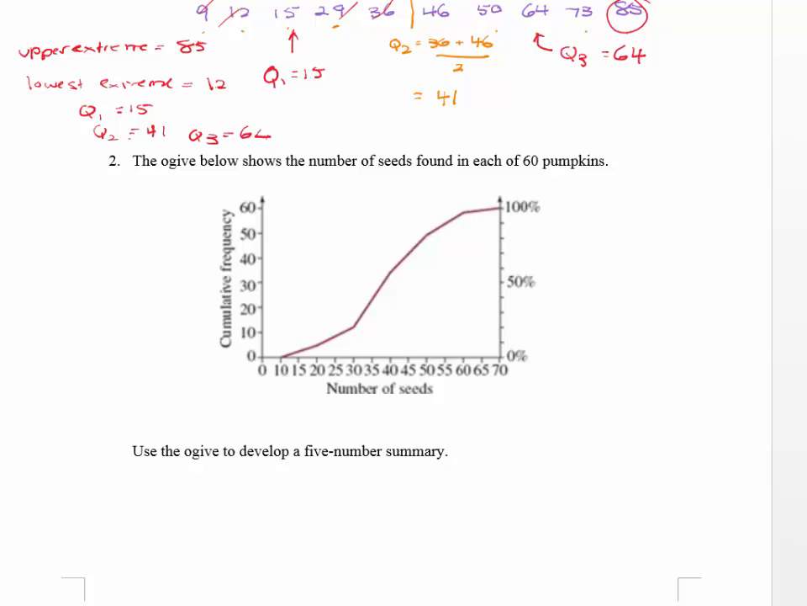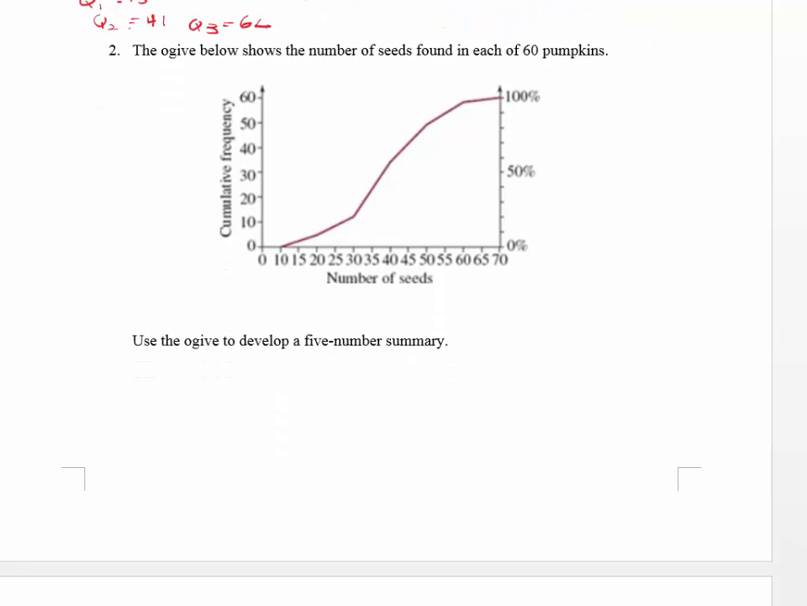Nice and simple. So if we look at my second example then, this is a cumulative frequency histogram. You can have a look, cumulative frequency, and in fact it's not a histogram, it's a polygon. It's just a straight line. So building on the work that we did yesterday, it's saying, let's use this to develop the 5-number summary. So it's just a different way of asking the same question.